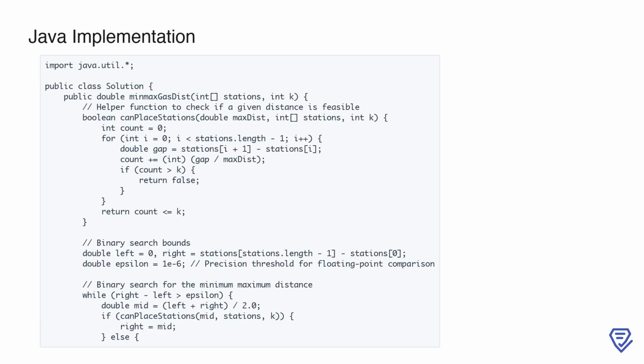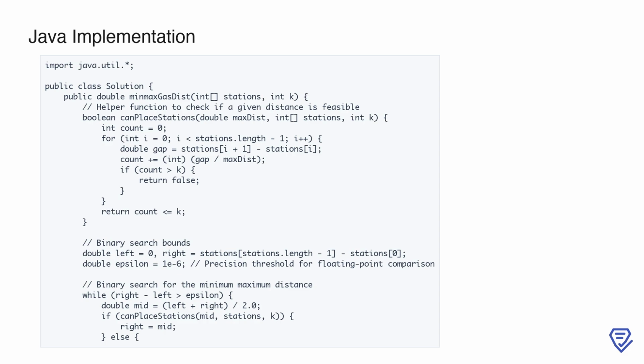Here, we begin our Java implementation by importing the necessary utilities and defining a class called Solution. The core method, minmaxGasDist, takes two inputs, an array of integers representing the positions of existing gas stations, and an integer k, which is the number of additional stations we can place.